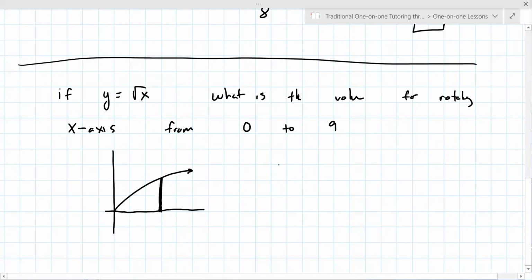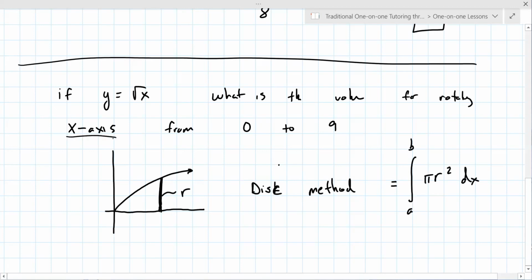So when you rotate, this is called the disk method. It's the integral from a to b of pi r squared dx. The r is the distance from the axis to your curve. So your r in most cases is y, because this is y equals square root of x. So the y value you get from the square root of x.